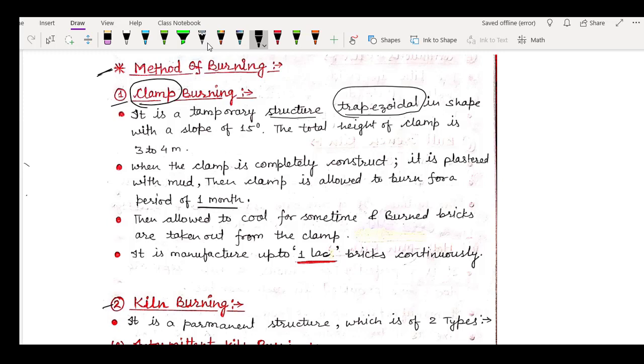The last point is that up to 1 lakh bricks are manufactured continuously. So the production rate is high compared to the time period it takes. But in this, the burning should be controlled. Okay, let's move forward.